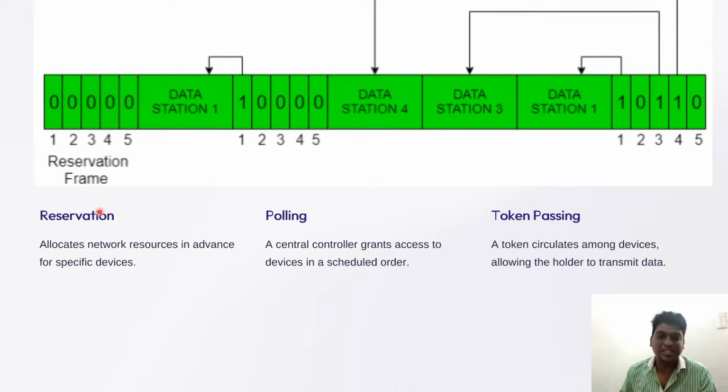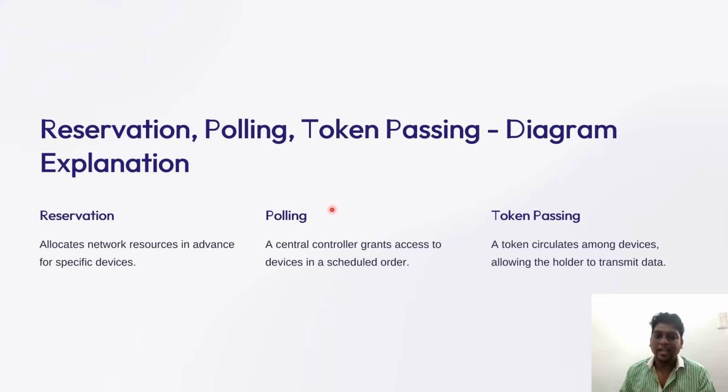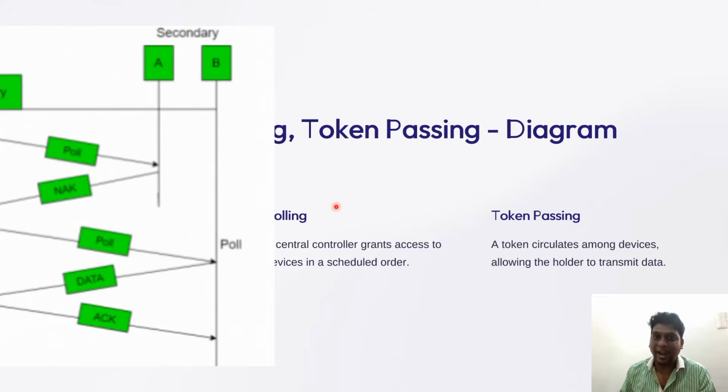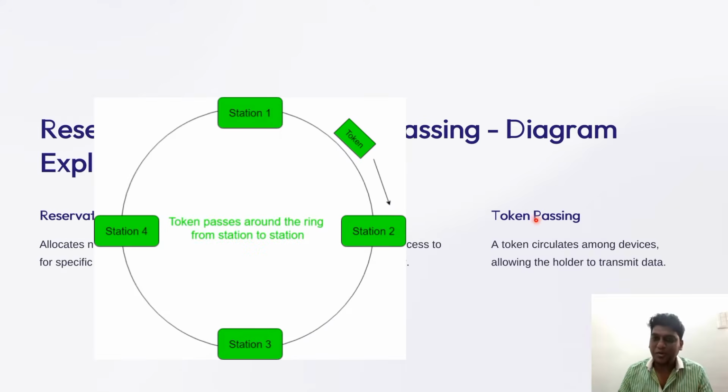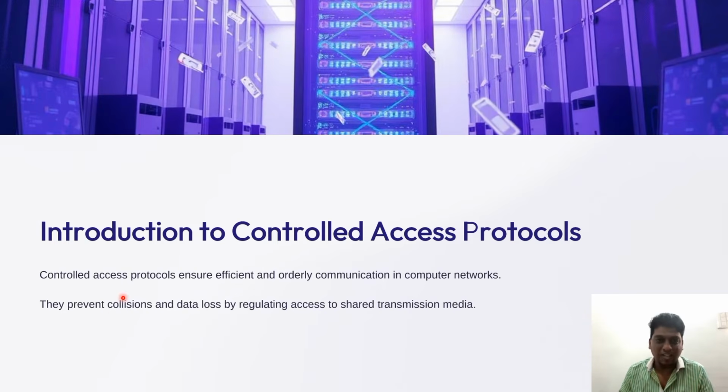Reservation allocates the network resources in advance for specific nodes. In the case of polling, a controller grants access to all devices in a scheduled order. While in the case of token passing, a token circulates among all nodes present in the network, allowing the holder to transmit the data. The controlled access protocol always ensures efficient and orderly communication in computer networks. Thereby it prevents collisions and avoids data loss on the shared transmission media.